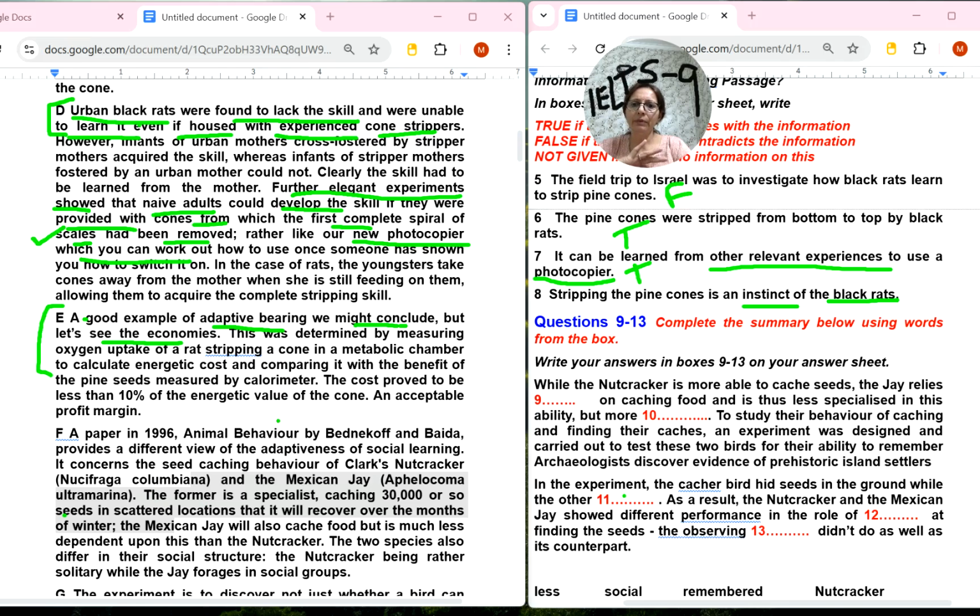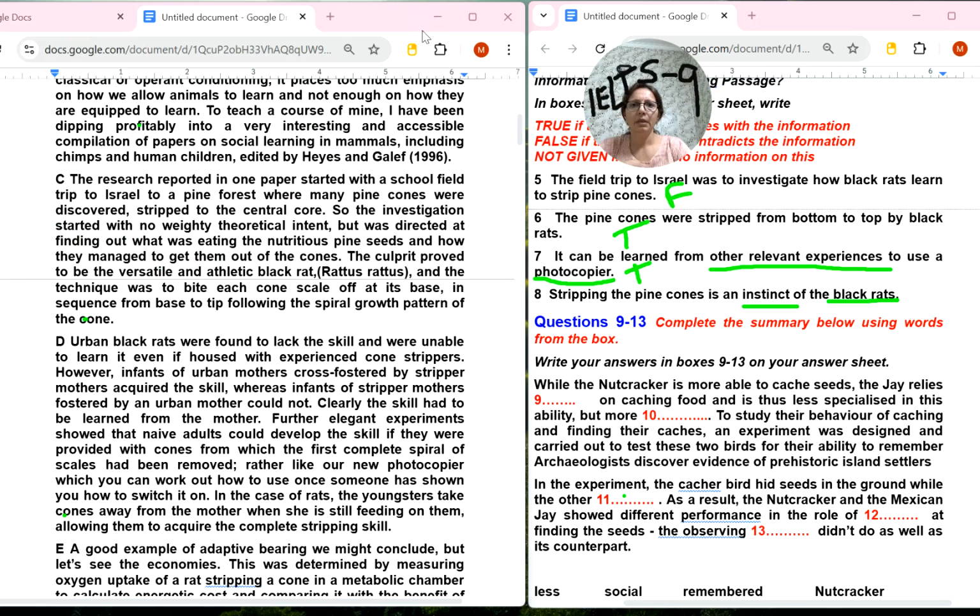So in the above paragraphs, I don't think so. We have gone through all the paragraphs, and they were not talking about anything like that. Only in these lines, and I will show you C paragraph again. Here the culprit proved to be in C paragraph. They are talking about the urban black rat, how he was just biting these pine cones, the scales and all. And after this line they are not describing anything about black rats in this passage. So urban black rats were found to lack the skill.